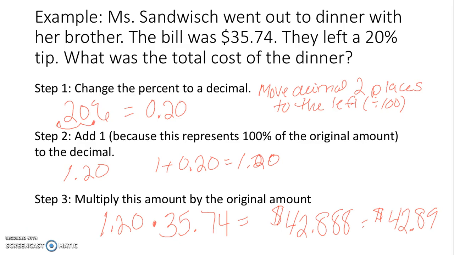That's how I would know how much my total bill would be. If you're paying with a credit card, you need to know how much the total bill is going to be. You don't need to know just the amount for the tip. If you wanted to know just the amount for the tip, how much is 20% of $35.74? That's what we learned about yesterday.